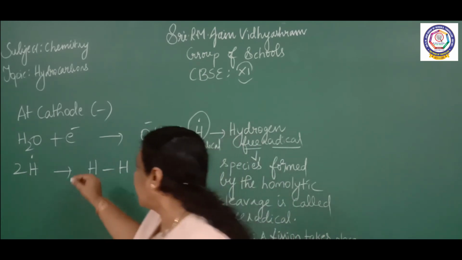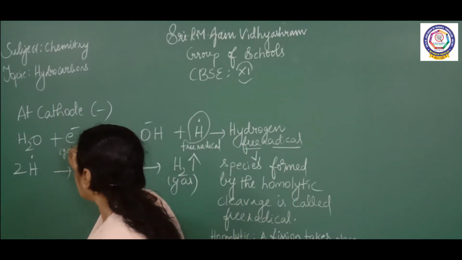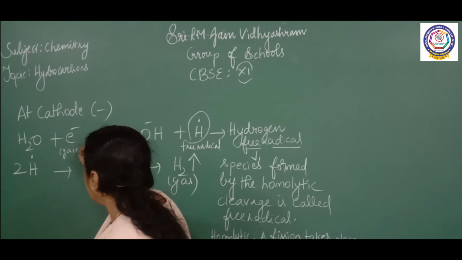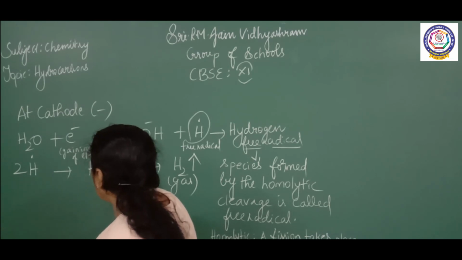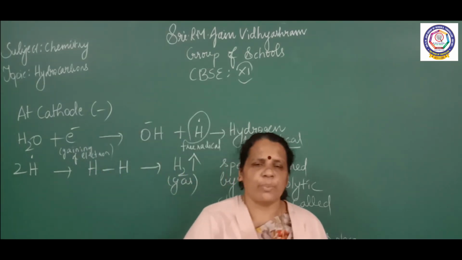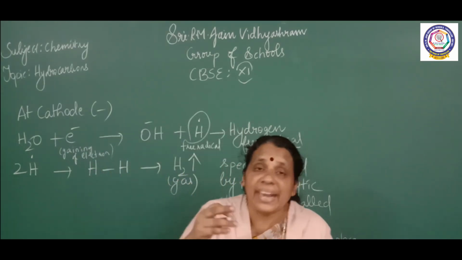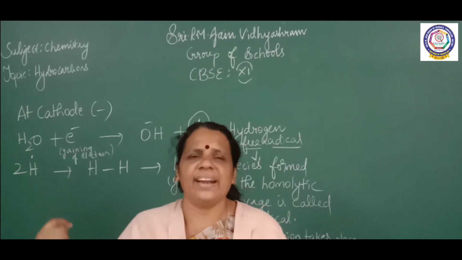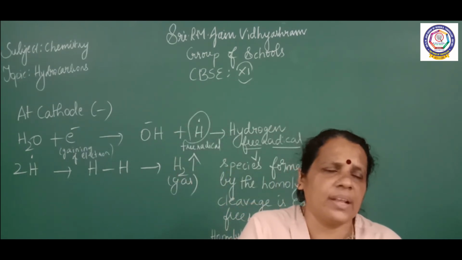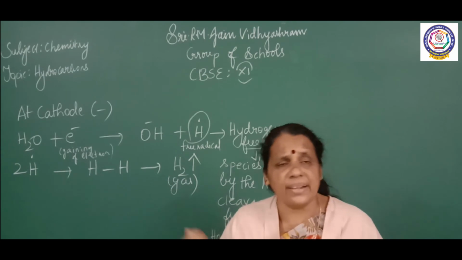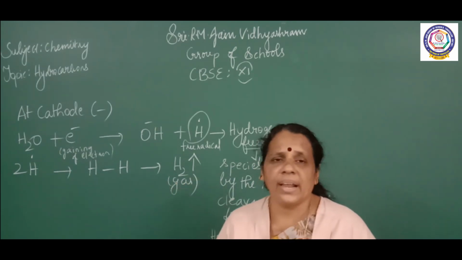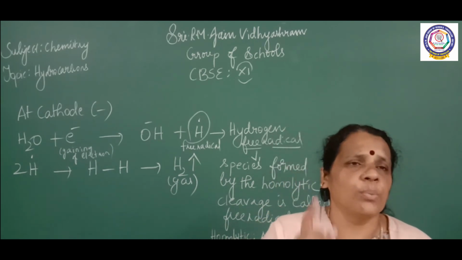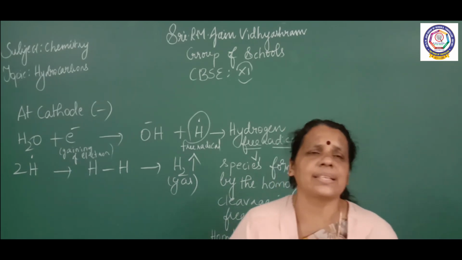So at cathode, gaining of electron takes place: water gains electron. As a result, what are we getting? We are getting OH minus with the liberation of hydrogen free radical. These hydrogen free radicals join together to give hydrogen gas, which exists as a molecule. That's why I have written hydrogen as a molecule. Most of the gases exist as molecules.